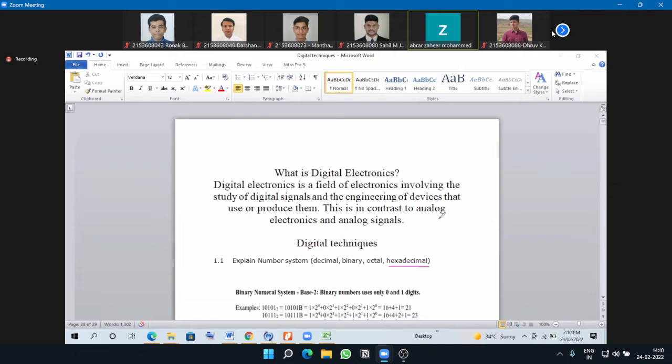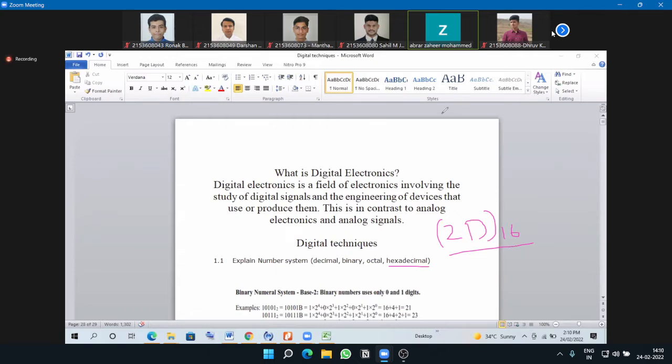Okay. Example of this you can take as 2D to the base 16. This is the example of the hexadecimal number system.